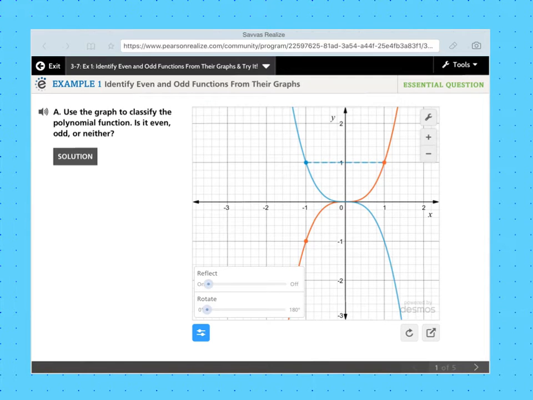So I personally find this graph a little bit confusing. This is where technology doesn't help me, because after I rotate it around the y-axis, the red part really should disappear. Now, if the red part doesn't disappear, clearly it's not symmetrical around the y-axis. Therefore, this is not an even function. Okay, so the new graph is not even.